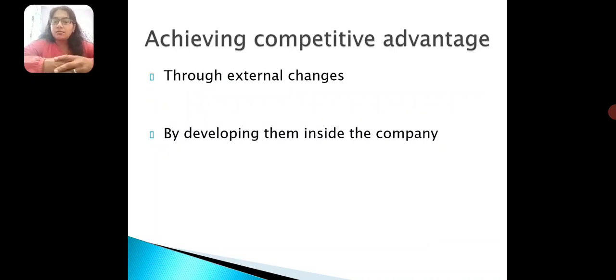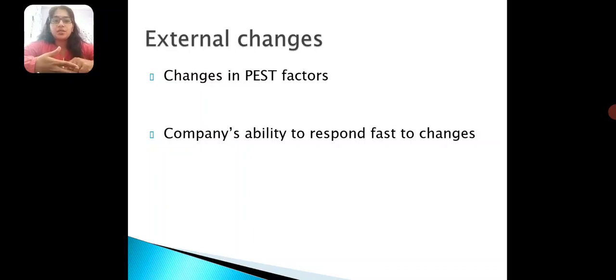So, how can one company have a competitive advantage? They can have it through external changes, or by developing it inside the company. An external change might have given you a chance to enjoy this competitive advantage, or you have developed it within your organization. So, let us see both of them. First one, through external changes. So, what are these PEST factors? Changes in the PEST factors.